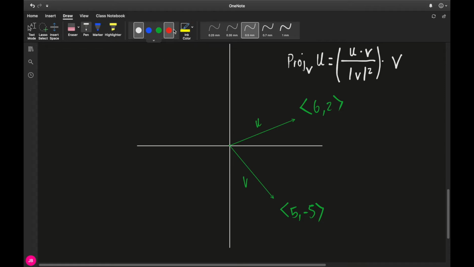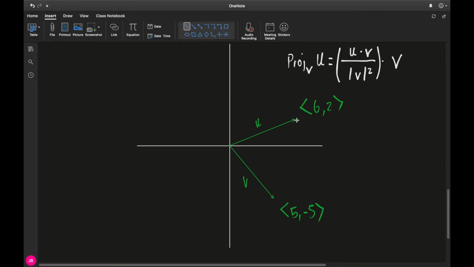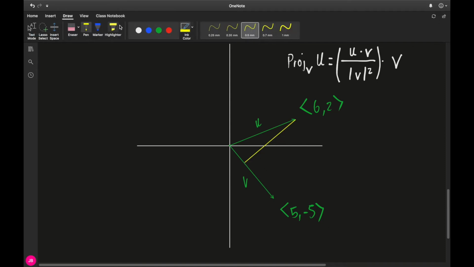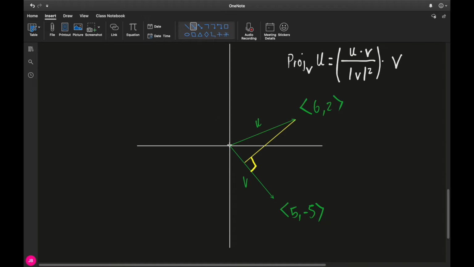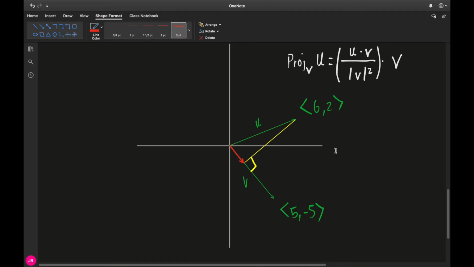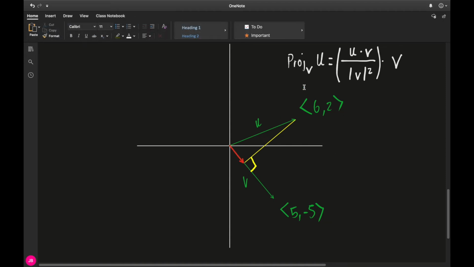So if we were to draw a line between these two, remember it has to be a perfectly perpendicular line with v. So this right here is going to form a perfect 90-degree angle, and what we're going to be looking for is this vector right here. That is the vector that I'm looking for. That is the projection of u onto v, because it forms a 90-degree angle. All that's left is to go ahead and plug it into my formula.